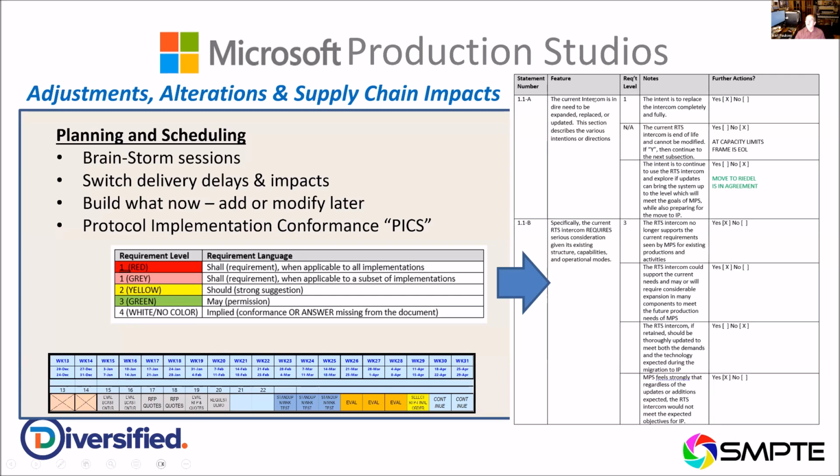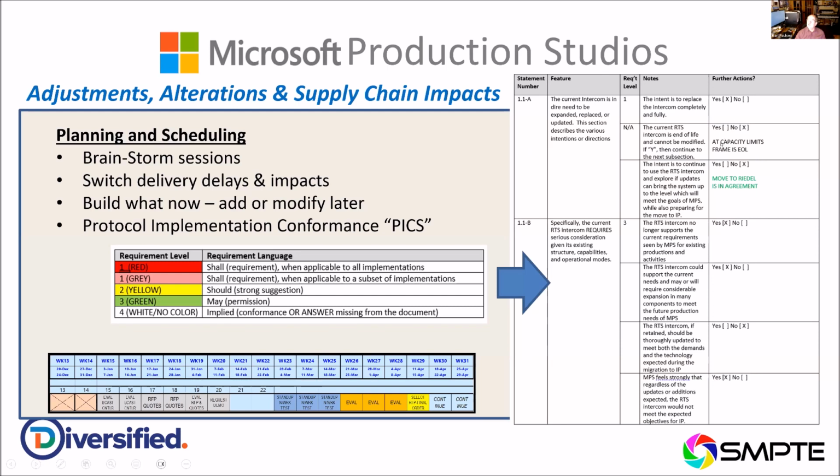This is obviously related to intercom. And here's the feature or the question. The current intercom is in dire need to be expanded, replaced, or updated. This section describes the various intentions or directions. So question 1, or requirement level number 1, the intent is to replace the intercom completely. We'd ask the team, is this true or is this false? And their intent was to completely replace the intercom. If they'd said no and that they were going to try and build out the existing system or extend its purpose, which was RTS, then it would have been a different design process. But we wanted them to know that this is the direction they were going.